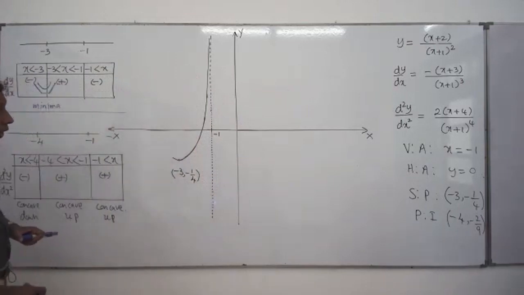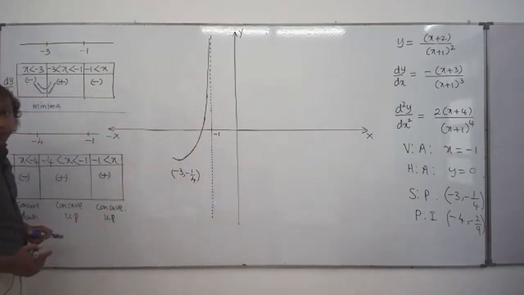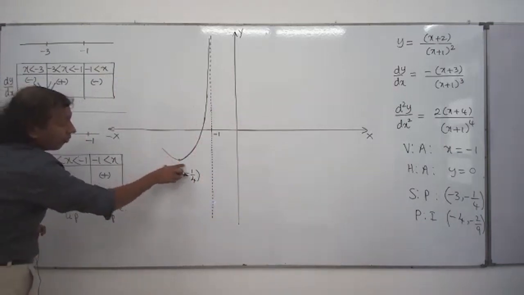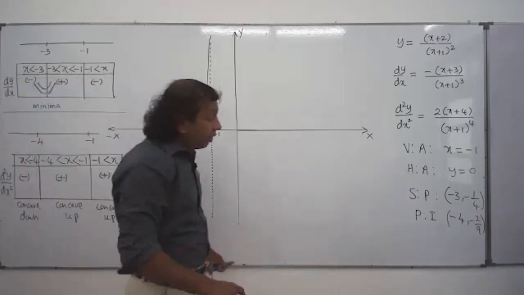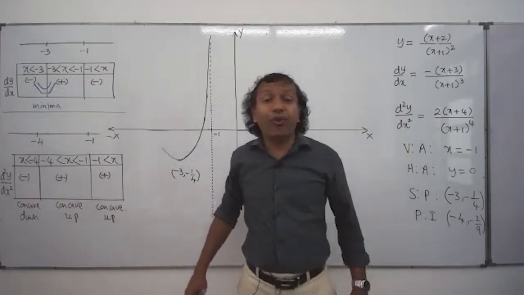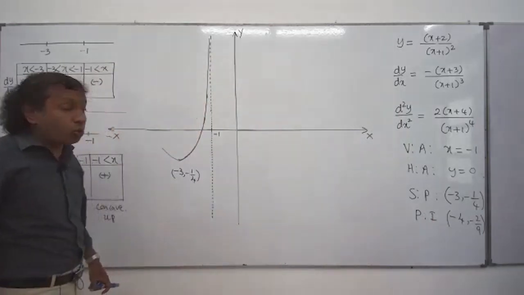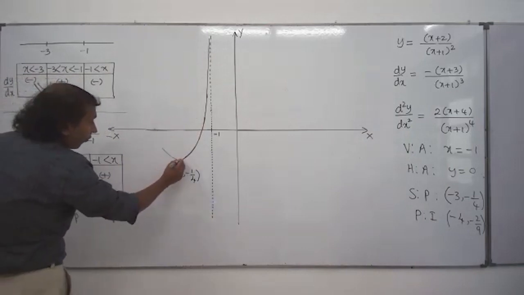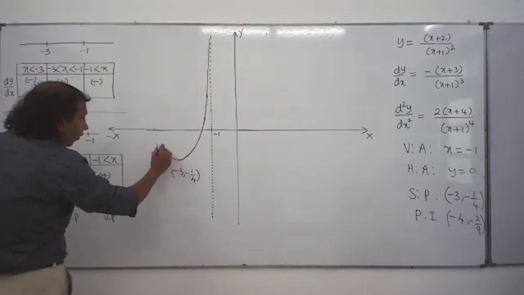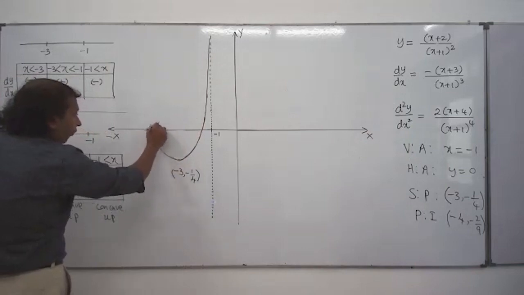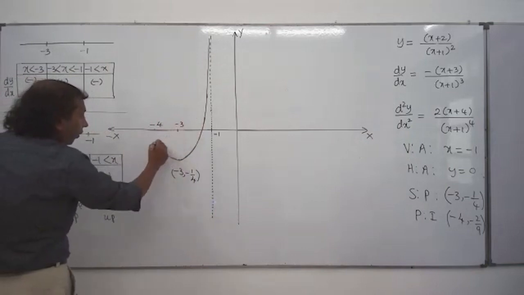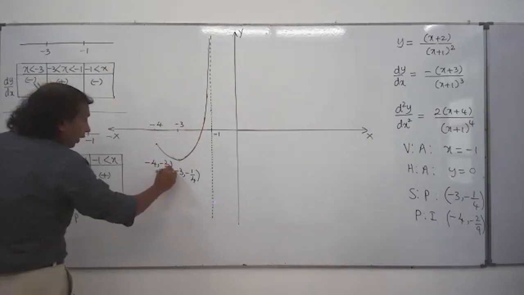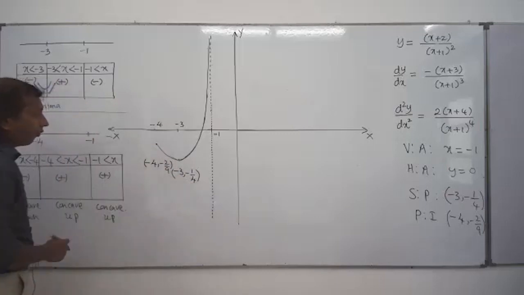Right. Now, to the left of minus 3, people, the branch should be like this. Then only here we will have a minimum shape. But we notice point of inflection is at minus 4. At minus 4, y coordinate is 2 by 9. Like this. Somewhere here. Take minus 4. Here minus 4. Here minus 3. At minus 4, y coordinate is, people, minus 2 by 9. Minus 2 by 9 is above this minus 1 by 4.